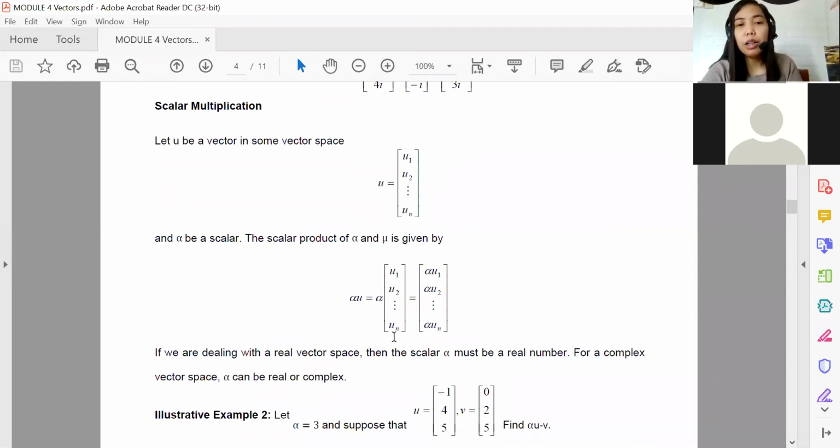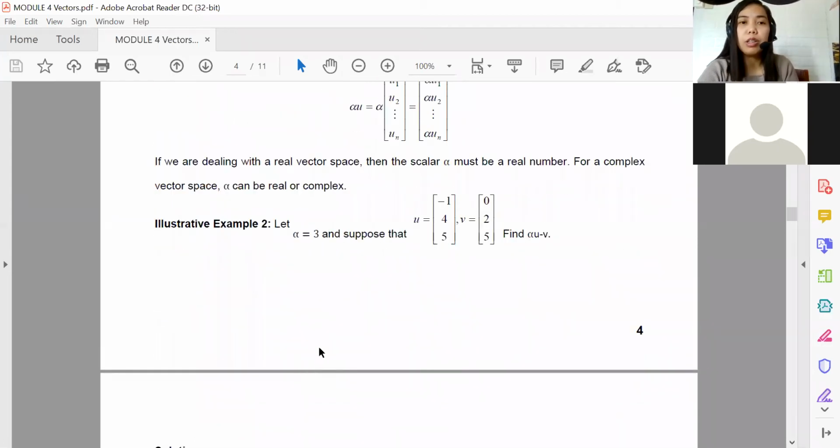If we are dealing with a real vector space, then the scalar alpha must be a real number. If the given elements are real numbers, or the given is a real vector space, your answer is also a real number. For a complex vector space, the scalar can be real or complex. So in a real vector space, the scalar is always real. In a complex vector space, it's either real or complex.